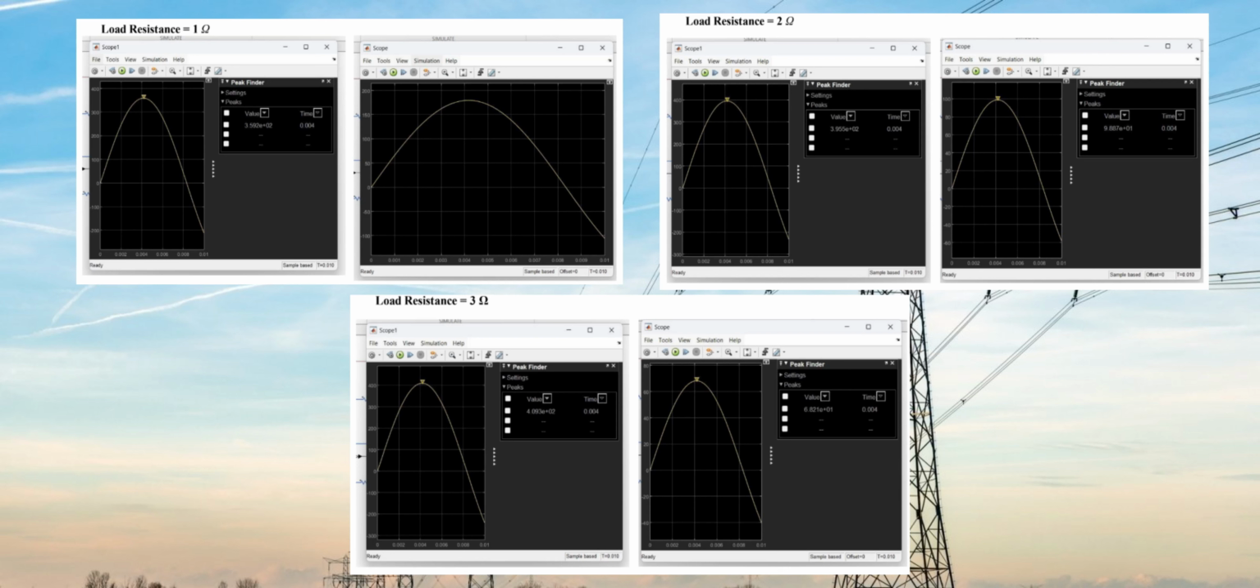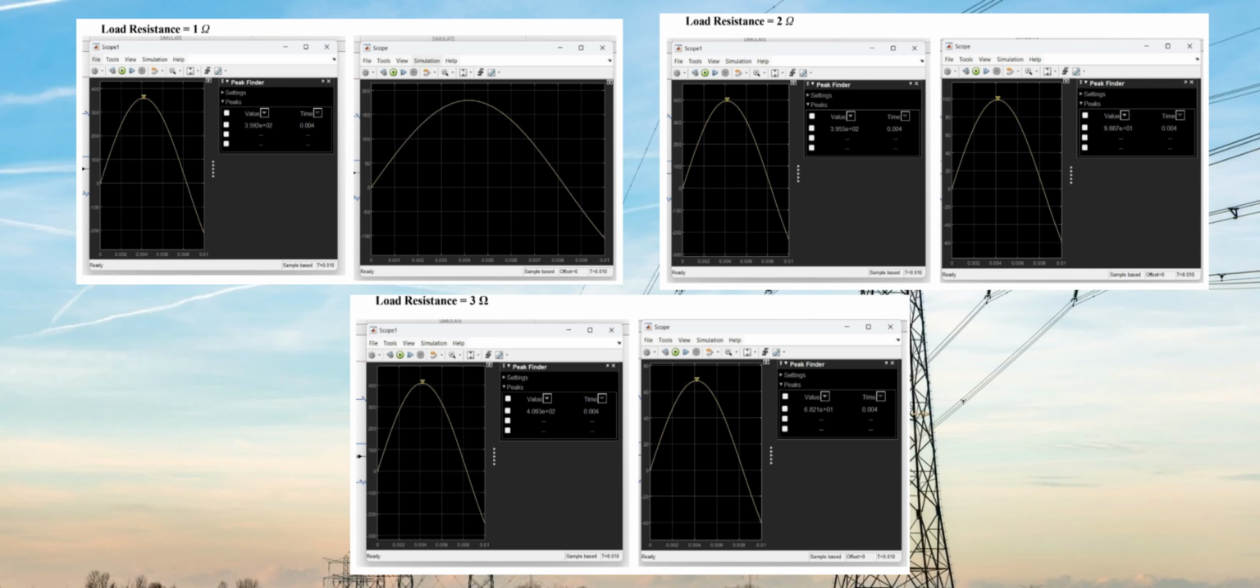After completing the transformer model, we ran the simulation and measured the output power of the parallel transformer system. We then varied the load connected to one of the transformers to observe how the load was shared between the two transformers and how this affects the overall performance.